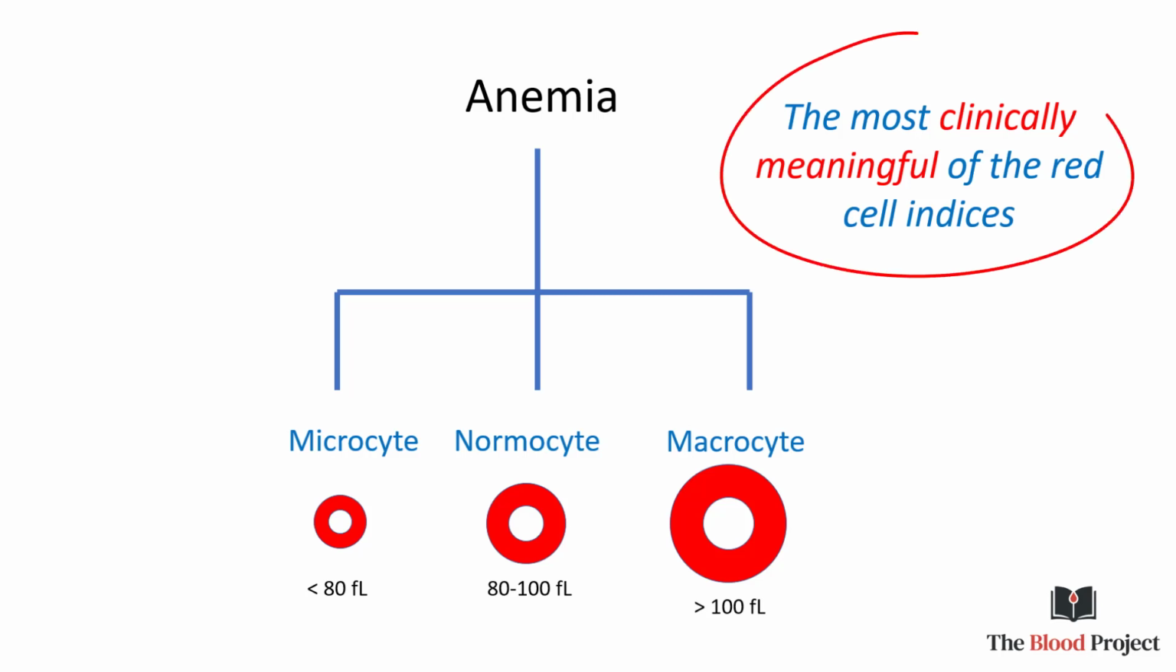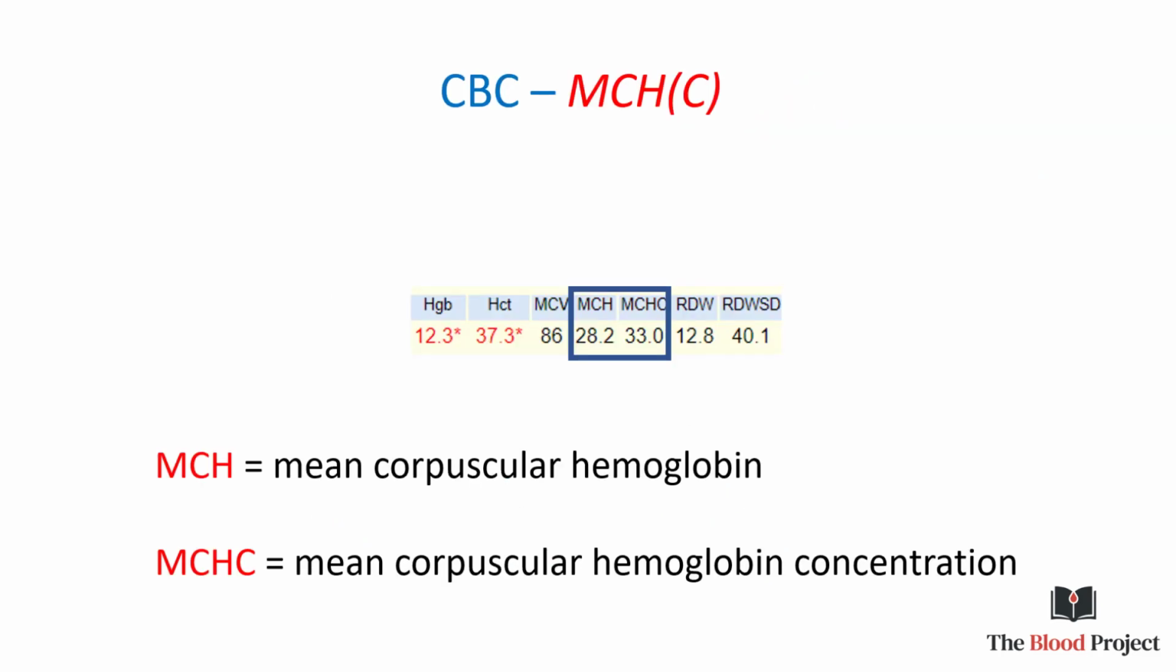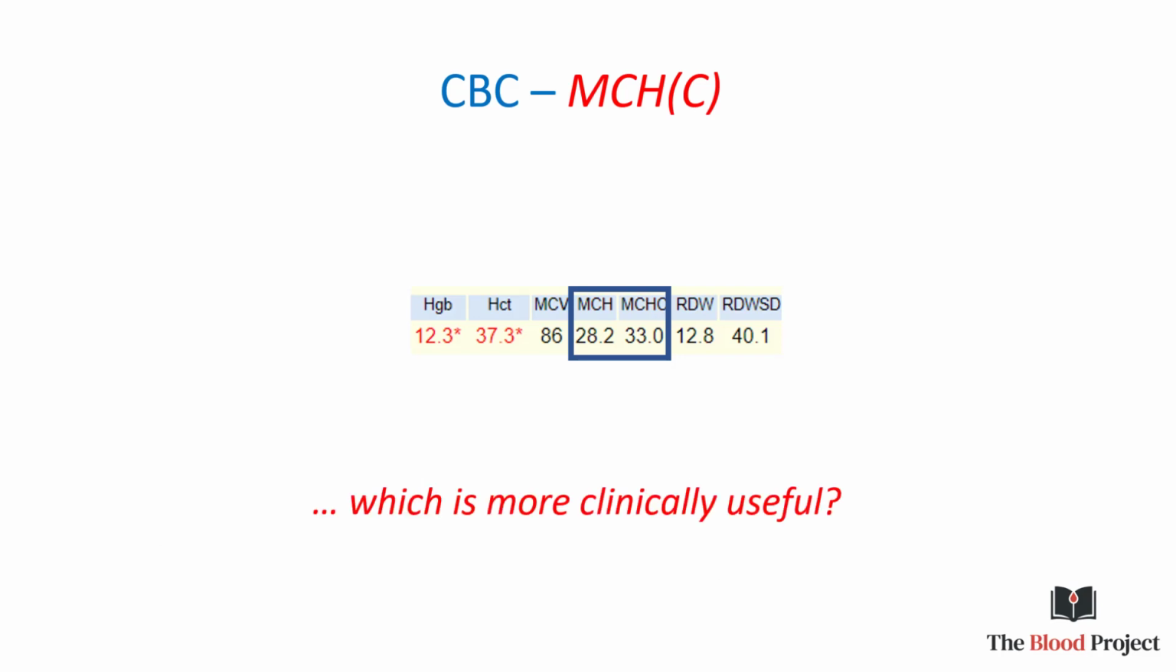The MCV is the most clinically meaningful of the red cell indices because it represents the first branch point in the diagnostic algorithm for anemia. Anemia may be microcytic, normocytic, or macrocytic. Each has its own unique differential diagnosis. We will return to this at the end of part 2 of the lecture. Next, we arrive at the MCH and the MCHC. Coming back to an earlier question, which of these two parameters do you think is more clinically useful?